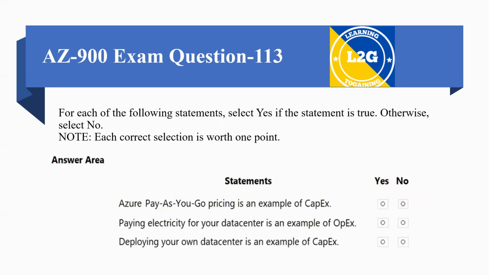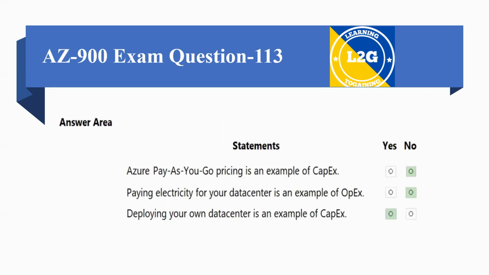Coming to the question number 130, Azure pay-as-you-go pricing is an example of CapEx. Paying electricity for your data center is an example of OpEx. Deploying your own data center is an example of CapEx. So correct options will be: Azure pay-as-you-go pricing is an example of CapEx, it should be no. Paying electricity for your data center is an example of OpEx, it should also be no. Deploying your own data center is an example of CapEx, it should also be yes.